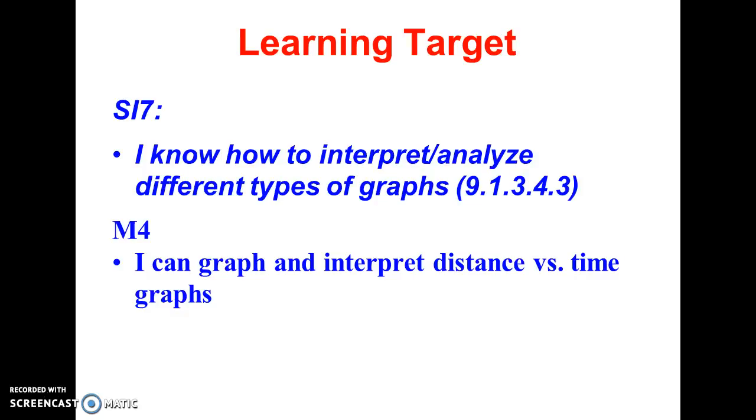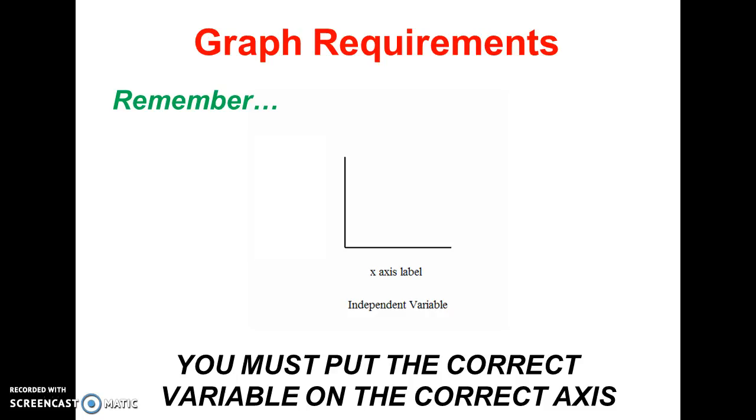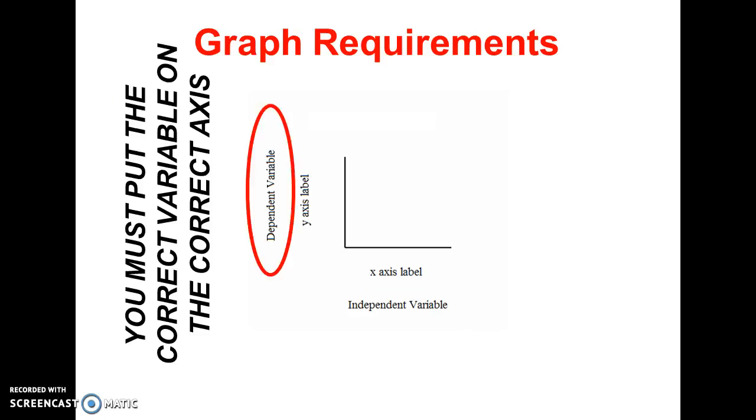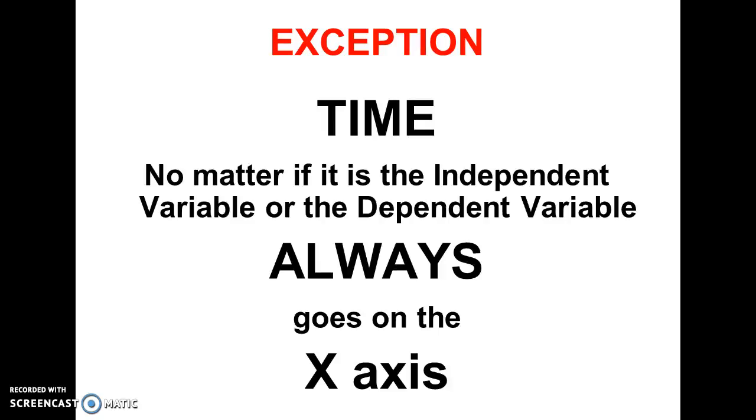Learning target number 4 is to be able to graph and interpret distance versus time graphs. So we're going to talk a lot about graphing motion from here on out in this unit. Remember when we talked about graphing in the first unit, we said that you needed to put the independent variable on the x and you needed to put the dependent variable on the y, and then we said there was an exception. And the exception was that time always goes on the x, no matter if it's the independent or the dependent. And here's the reason why.